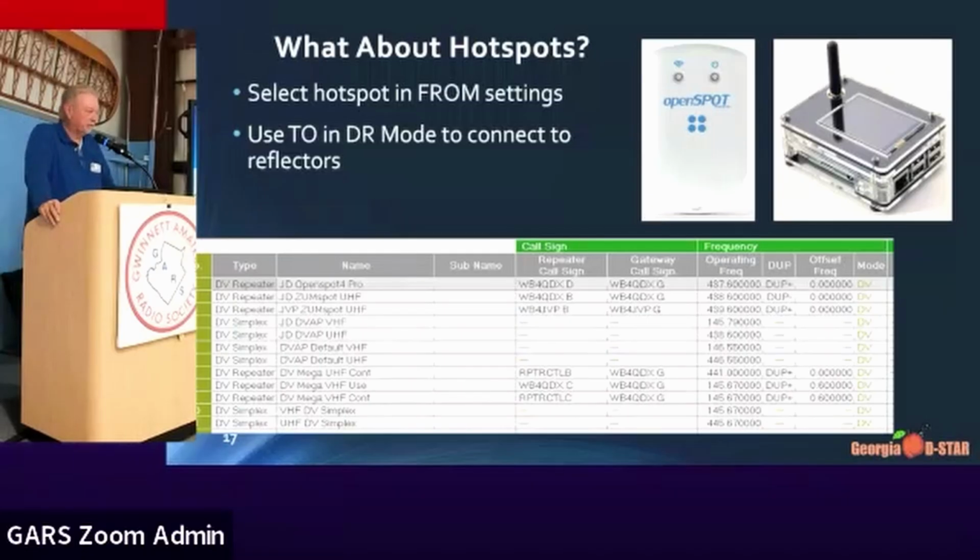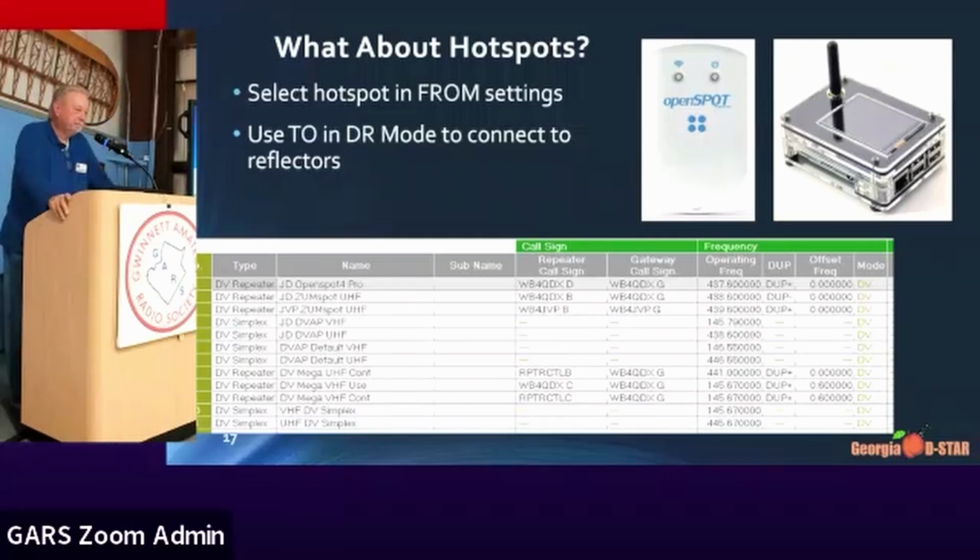I updated the CSV file. I just added another line for the hotspot, and that let me do that. Well, any hotspot needs programming. You need to put your call sign in a hotspot, and depending on the type of hotspot, you may have some extra programming that you have to do.